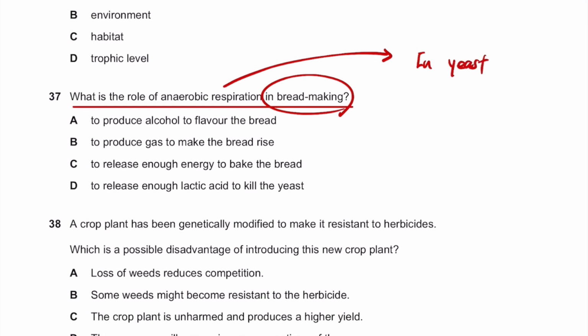So the anaerobic respiration that happens in yeast involves glucose molecule turning into ethanol and carbon dioxide. So the carbon dioxide that is formed, it inflates the bread dough.